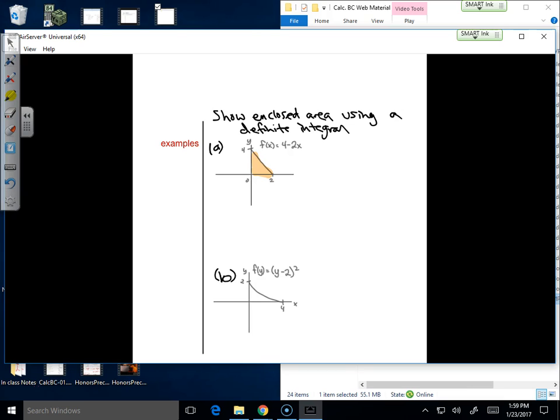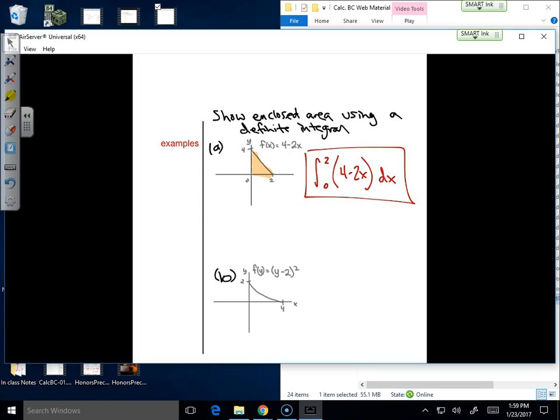What am I just talking about? Yeah, from 2 to of the function. Yeah, so for your dx. That's all I'm asking for. The area enclosed, write it as a definite integral.